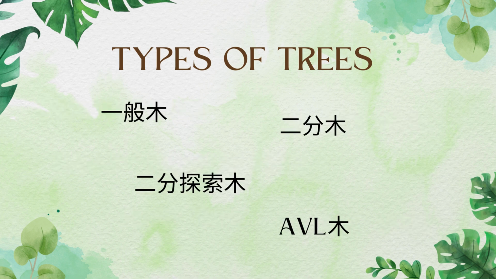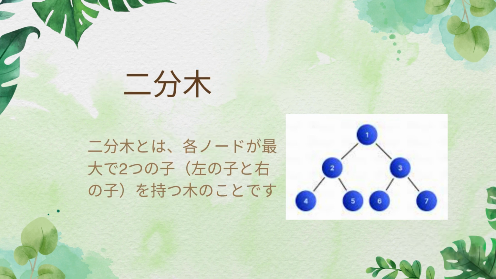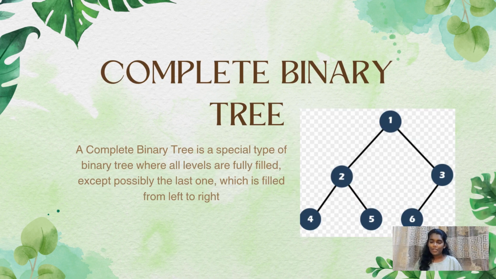A binary tree is a type of tree where each node has at most 2 children, a left child and a right child. A complete binary tree is a special type of binary tree where all levels are fully filled except possibly the last level, which is also filled from left to right.